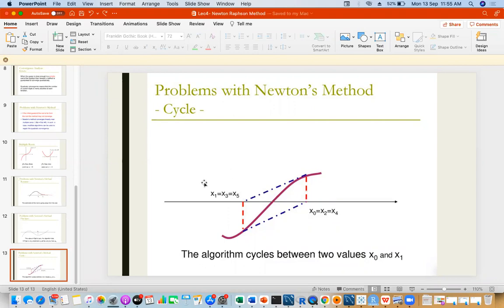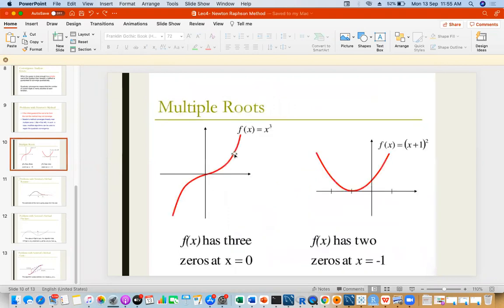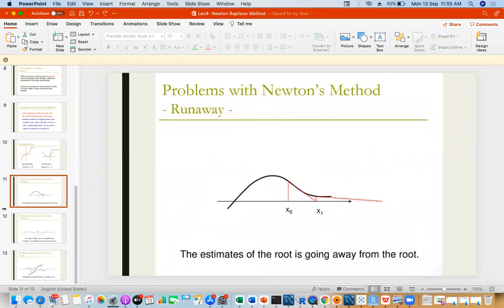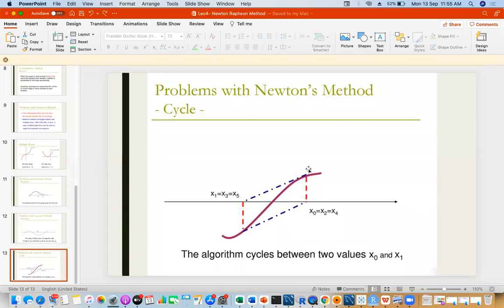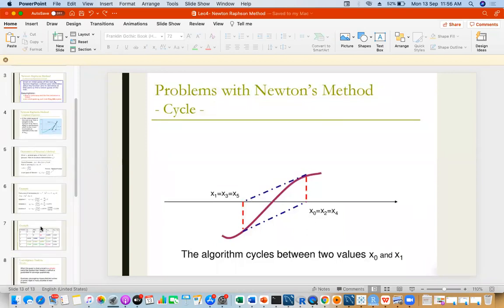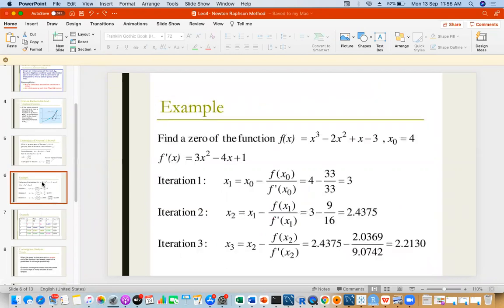So we have seen that whenever we have multiple roots, the runaway case, the flat spot, and the cycle, in all of these cases Newton's method will have problems, or it will not be a suitable method.